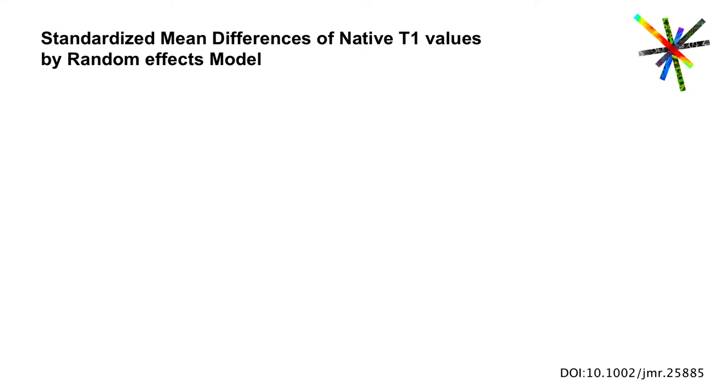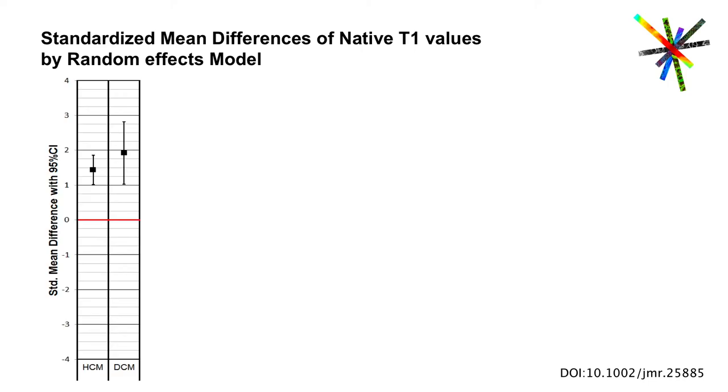So for the meta-analysis, we basically looked at the standardized mean difference of the native T1 values by the random effects model. And we see that for hypertrophic cardiomyopathy, the native T1 values significantly increase, but there's a very high heterogeneity in those studies, and this was mainly caused by the MR vendors and the age of the included subjects. For dilated cardiomyopathy, we also see a significant increase in T1, and the main causes of the heterogeneity here were the number of men included and the age of the subjects included in the studies.